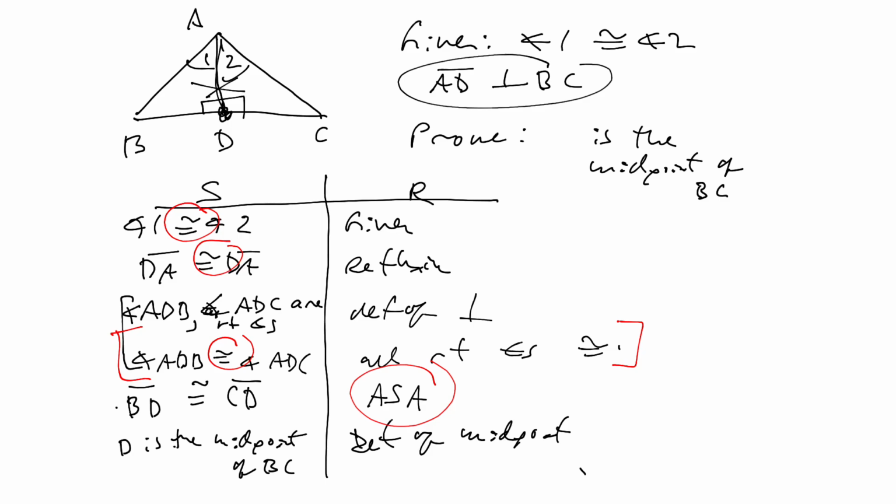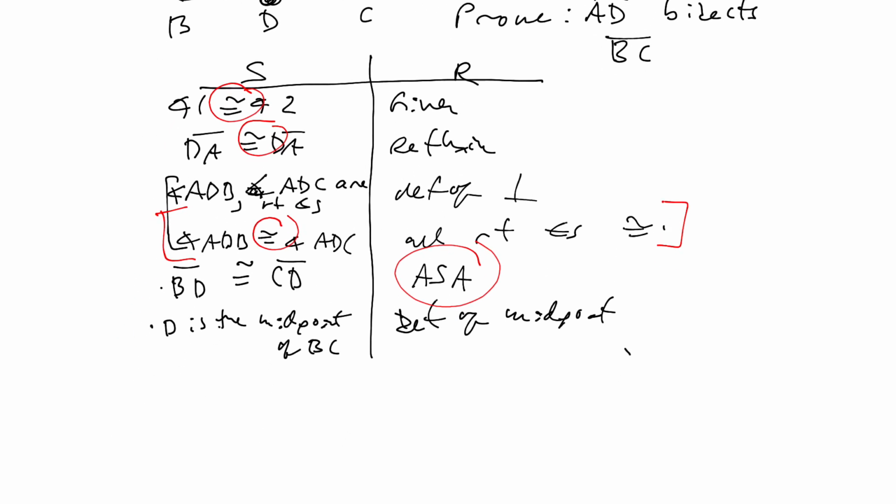Now, if instead they asked you something like prove AD bisects segment BC, that would require an extra step, because to prove something bisects something else, you need to show that it's the midpoint. So we're already practically there, but then we'd have one more step, AD bisects BC. And our final reason would be definition of segment bisector.